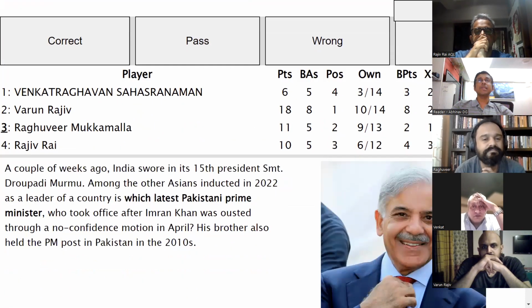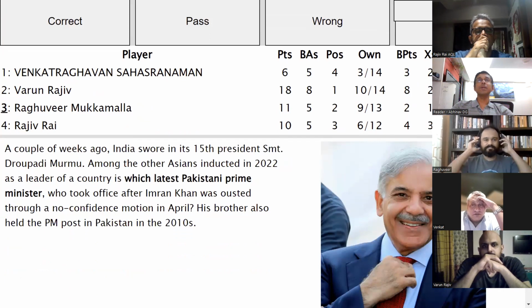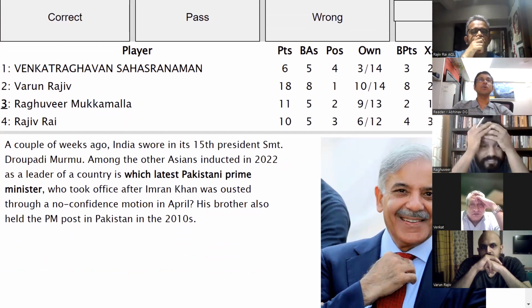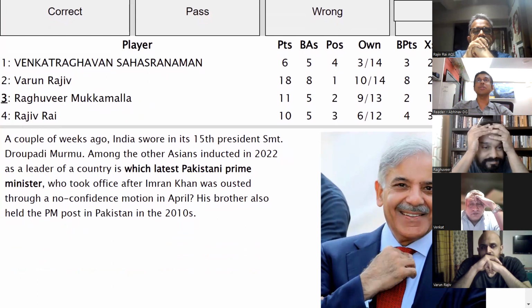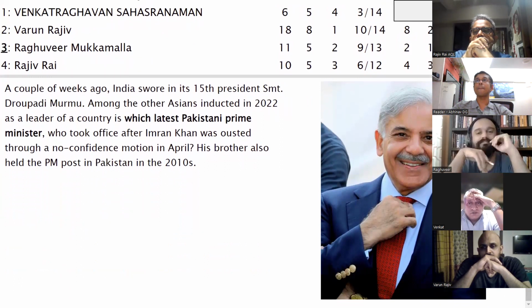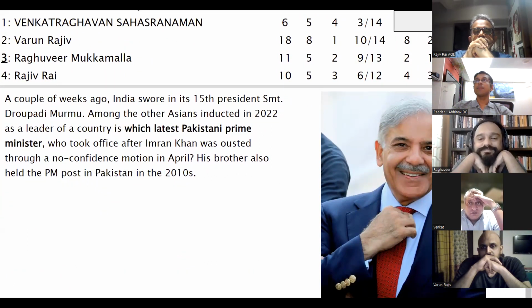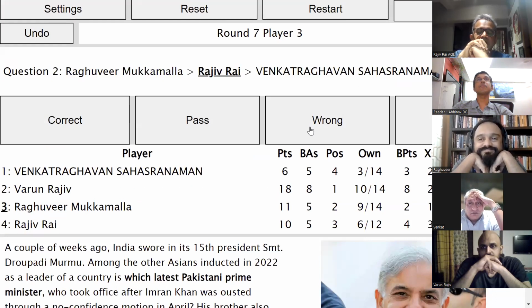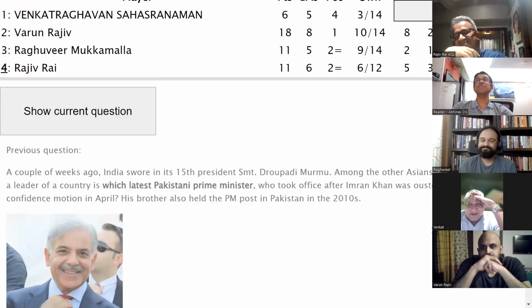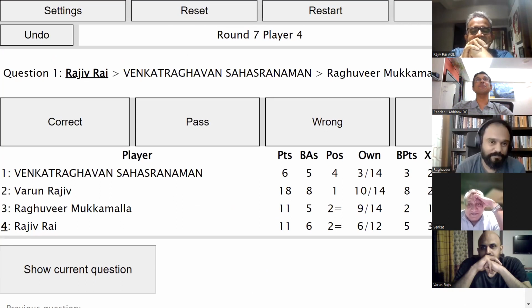Raghuveer. A couple of weeks ago, India swore in its 15th president, Draupadi Murmu. Among the other Asians inducted in 2022 as leader of a country is which latest Pakistani prime minister who took office after Imran Khan was ousted in a no confidence motion in April? His brother also held the PM post in Pakistan in the 2010s. Bhutto. Not Bhutto, Rajiv. Sharif. You want to give the full name? I think it's some Arbaz Sharif or something. I don't know. We don't need it. It's Shahbaz. But Sharif gets you points. Fine, I was just messing around. Nawaz Sharif's brother, Shahbaz.